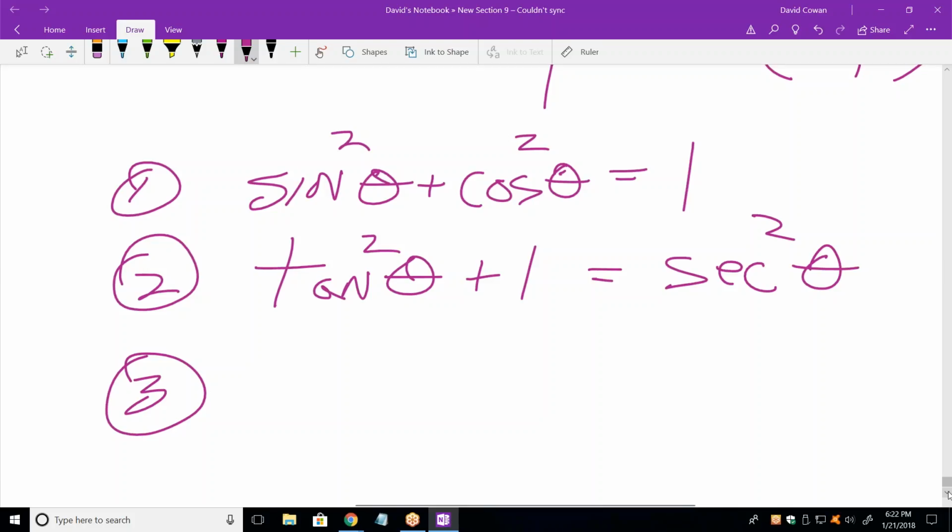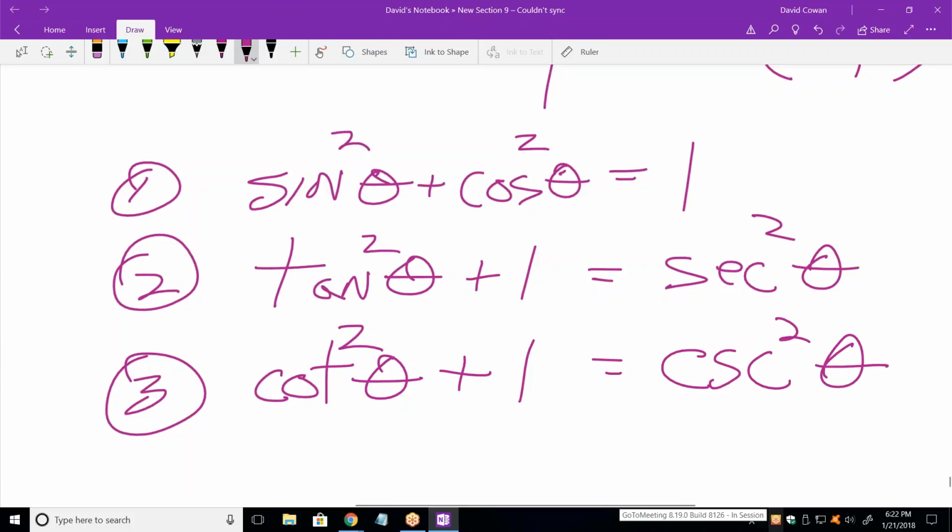By cofunctions, I mean I stick a co in front of the word tan, and a co in front of the word secant. So it's cotangent squared of theta plus 1 equals cosecant squared of theta. You don't really have to memorize number 3, you just have to know that number 3 is the cofunctions of number 2. That's the best way to memorize. And you do need to know all 3 of those. Those are part of the 11.